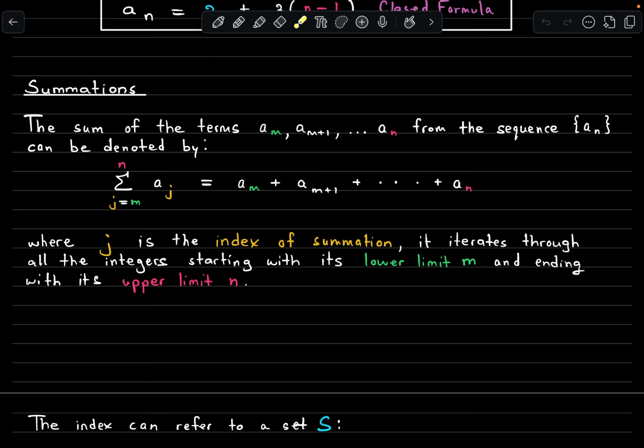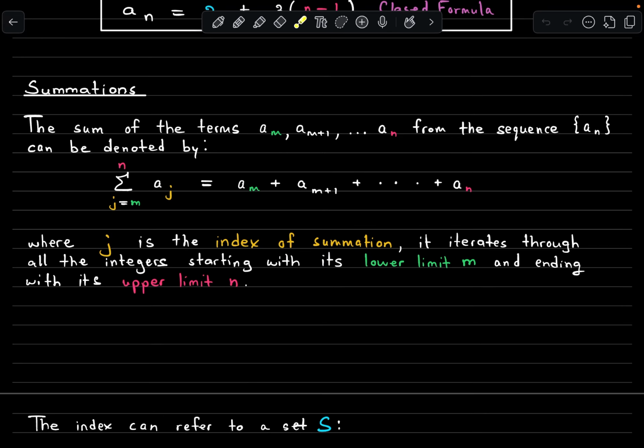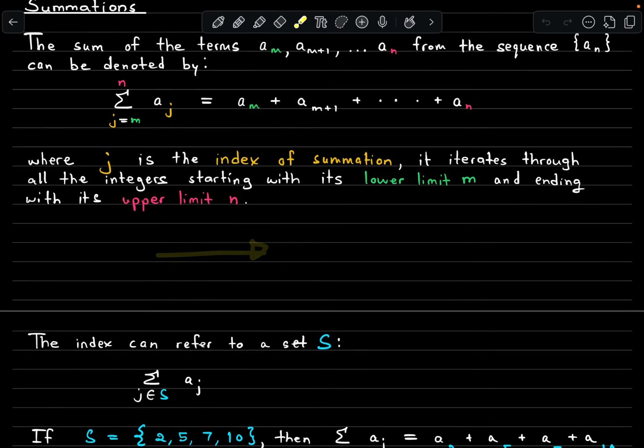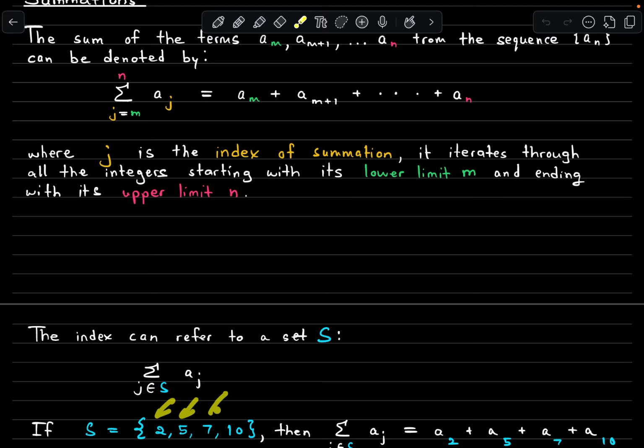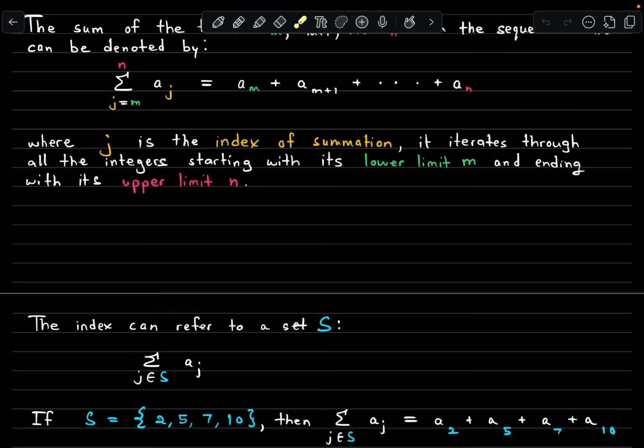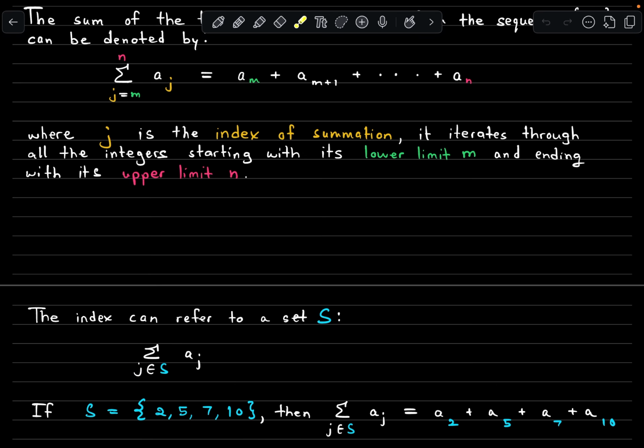That index can also refer to some sort of set. It doesn't have to be a list of integers. It could be something like, I just want these values. Let's say I don't want to add up all of the numbers from the second to the 10th value in my list. I want to add up 2, 5, 7, and 10, just these specific ones. So I can define the set, and that iterative variable can just refer to those indexes in the set. So A2, A5, A7, A10.